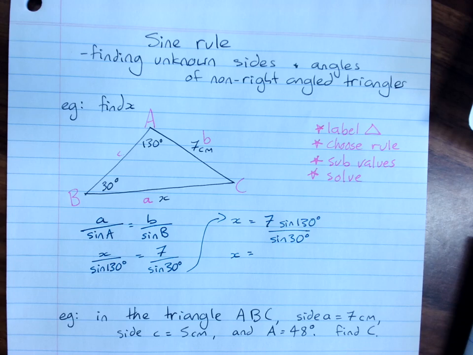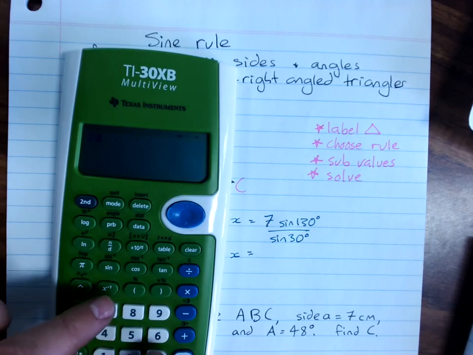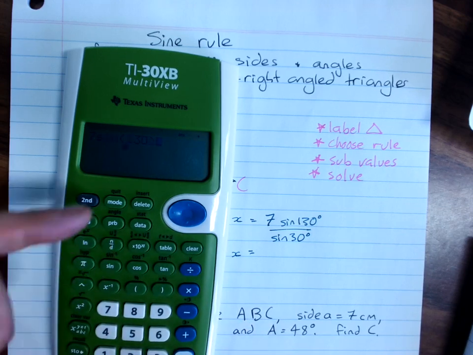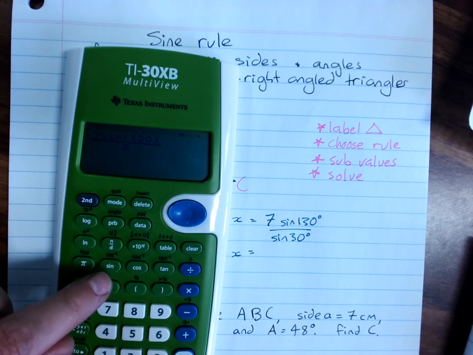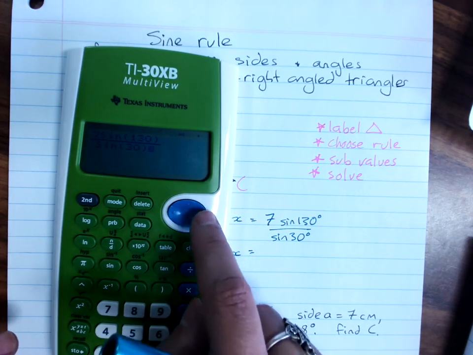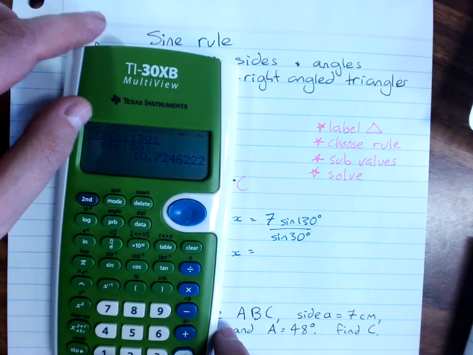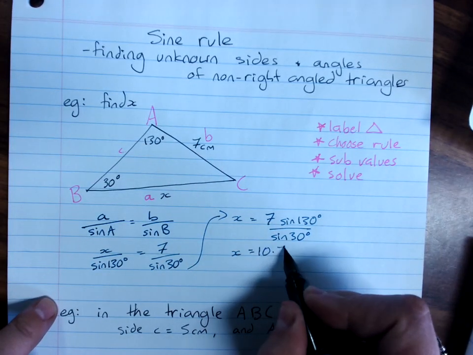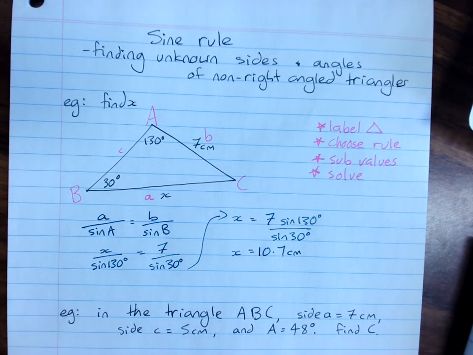Grab your calculator, 7 sine 130. You might as well use the over button if you've got it, because then we're less likely to make mistakes, but either one will work. 10.7 meters. Oh, no, we're in centimeters. 10.7 centimeters. So that's using the sine rule to find an unknown side.